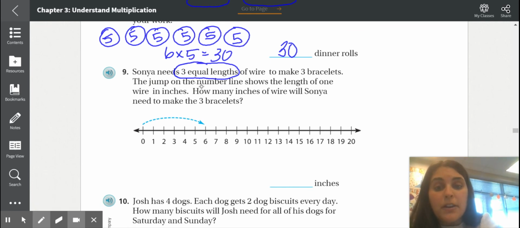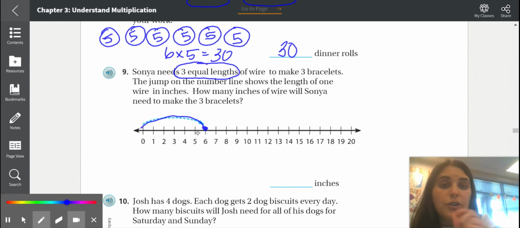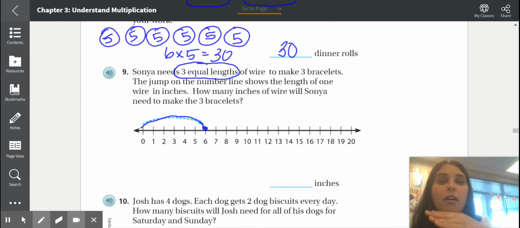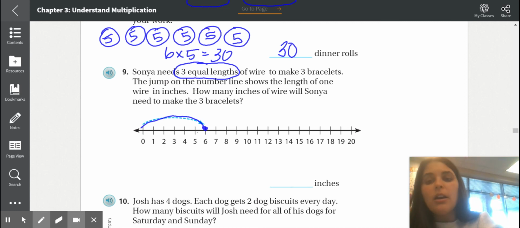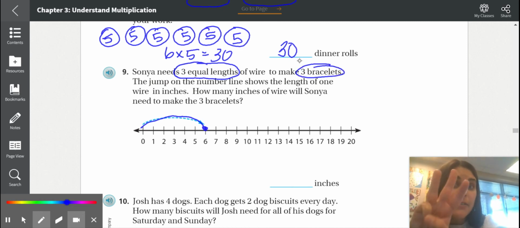The jump on the number line shows the length of one of the wire in inches. So the first jump is going from 0 to 6. If one jump is going by 6, it means that they all have to go by 6 for them to be equal. So that's a big clue. 0 to 6 means all the jumps have to go by 6. And there's 3 equal lengths to make 3 bracelets, so we're going to have 3 jumps.